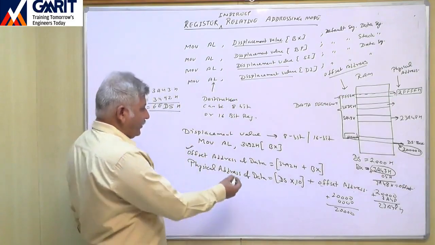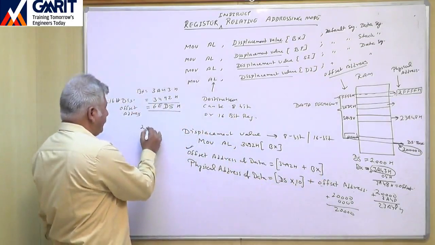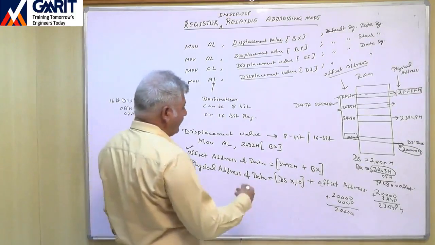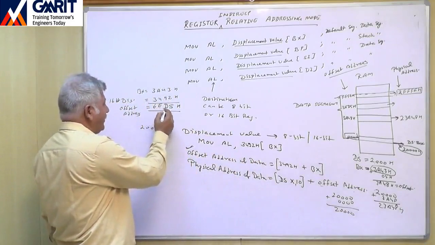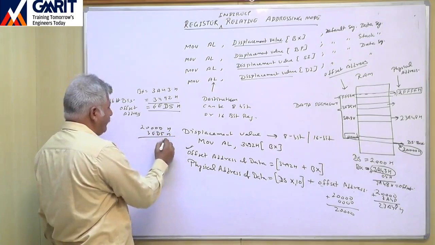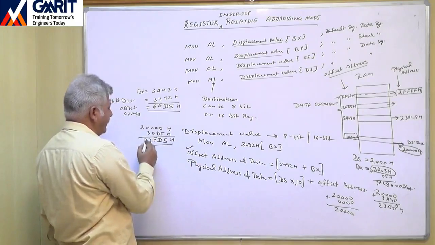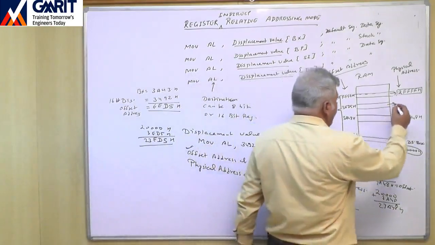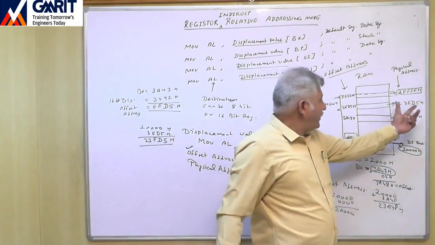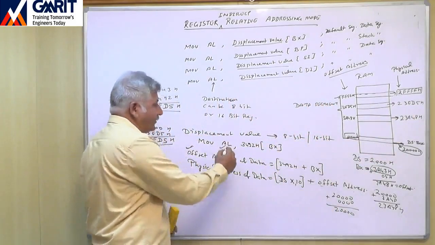We can calculate it as data segment register into 10. The data segment register has a value of 2000, so 2000 and you add one more 0. To this, add the offset address, 6ED5H. Add these, and this is the physical address, 26ED5H. So from this physical address, an 8-bit number will be moved to the AL register.